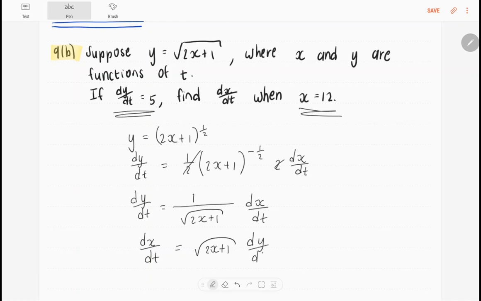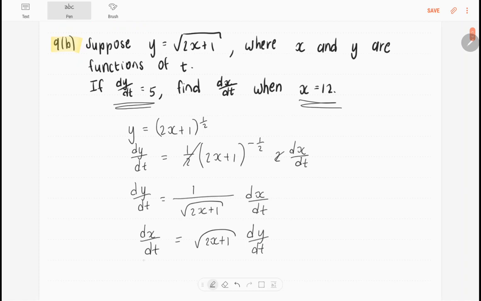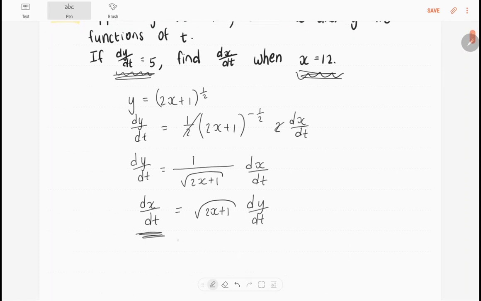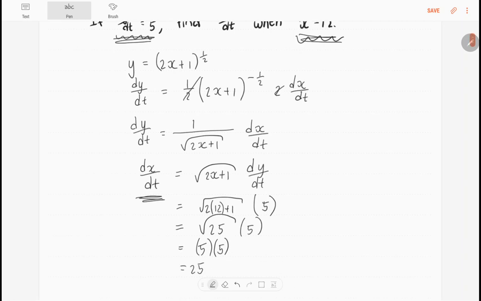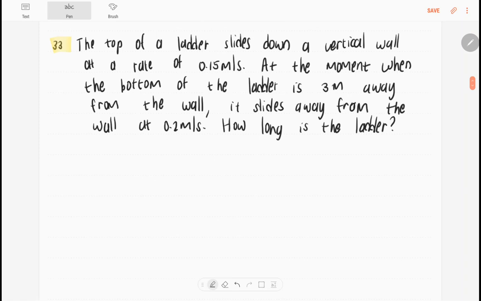times dy/dt. And I want to find dx/dt when x is 12 and they give me that dy/dt is 5. So I'm just going to substitute these values in here. So now I get the square root of 2 multiplied by 12 plus 1, multiplied by dy/dt, which is 5. So I have the square root of 25 multiplied by 5, which is 5 multiplied by 5, which is 25. And that's it. We're doing number 33 next.